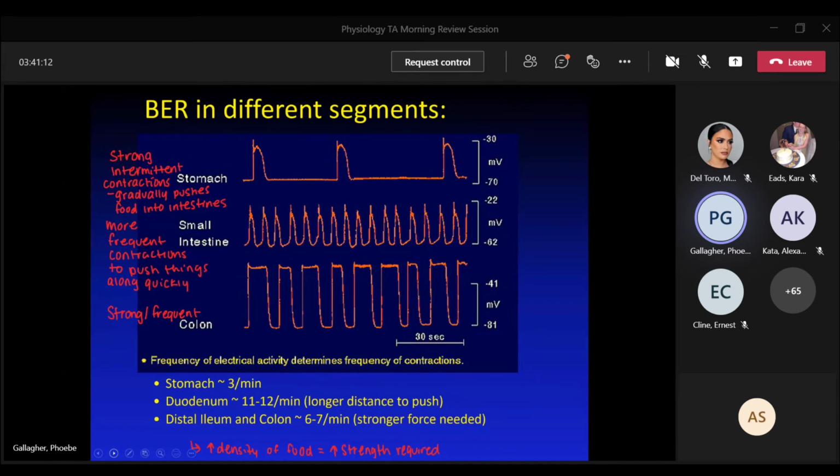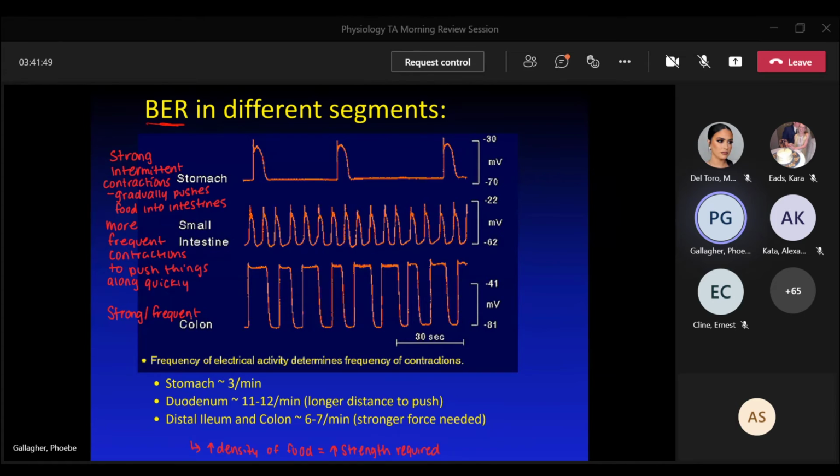Moving on, you should know the general relationship between the BER in the three different segments. Your stomach has strong intermittent contraction. Since you're not pushing anything down a tube with your stomach, you're just doing intermittent contractions to churn the food, so it's not as frequent. Your small intestine wants to push all your food down as quickly as possible because it's so long. So you're going to have way more frequent contractions and therefore more frequent BER and action potentials. That's why they're so frequent.